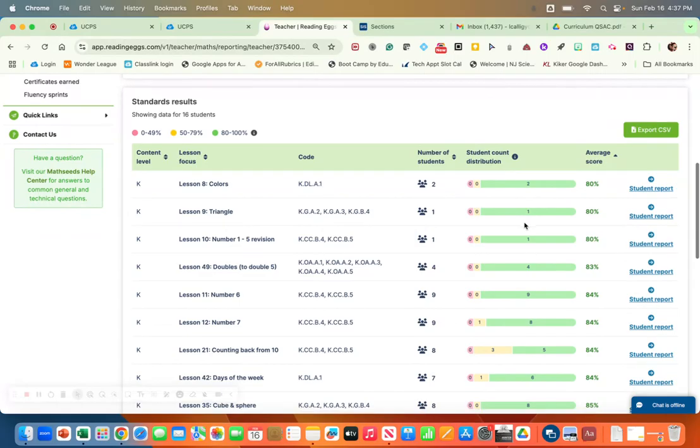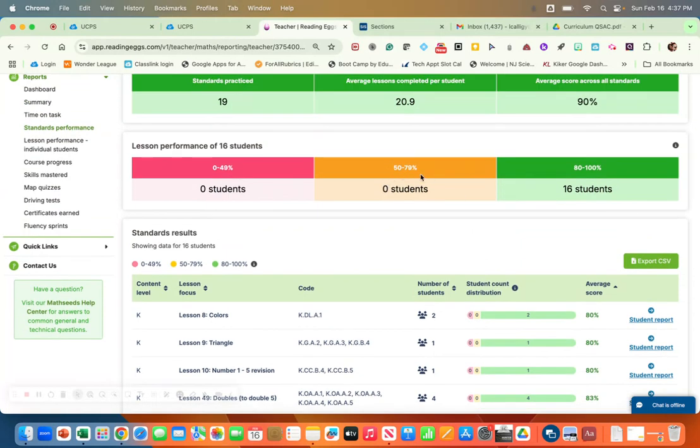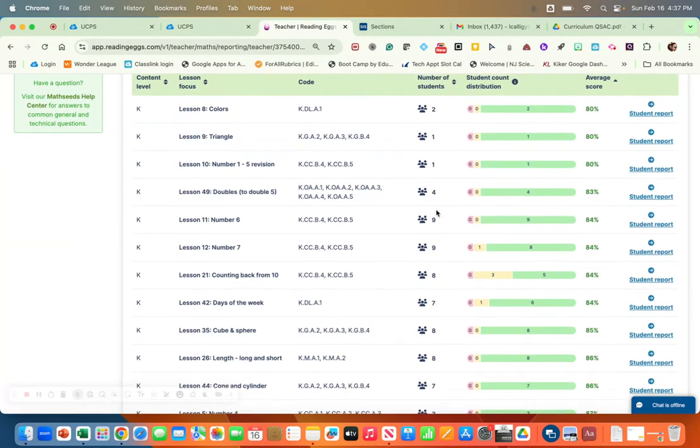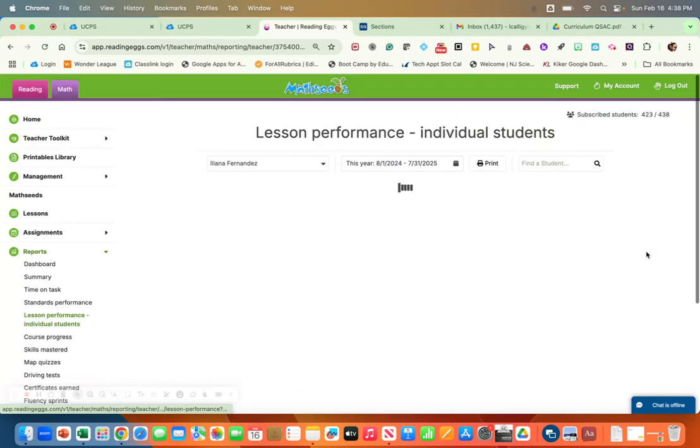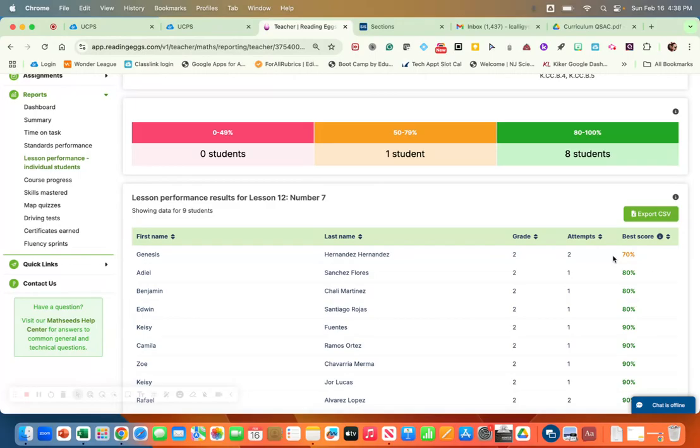So you can look at it this way, scrolling down and seeing like, okay, here for this standard in lesson 12, number 7, there was 1 student that scored between 50 and 79 on the quiz for that standard on that specific map in Mathseeds. And to see who that student is, you click on Student Report, scroll down, and then you could see the student, the score, how many attempts the student took to get that score, the grade level, and the student's name.